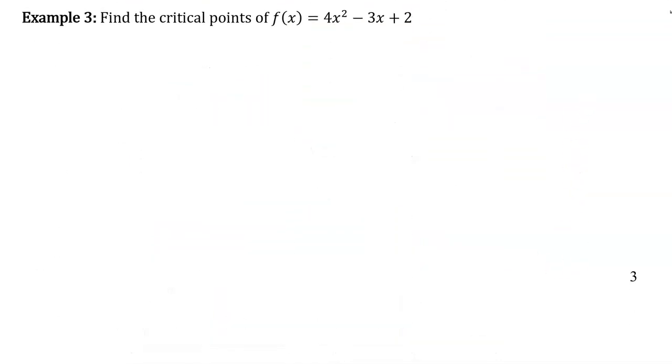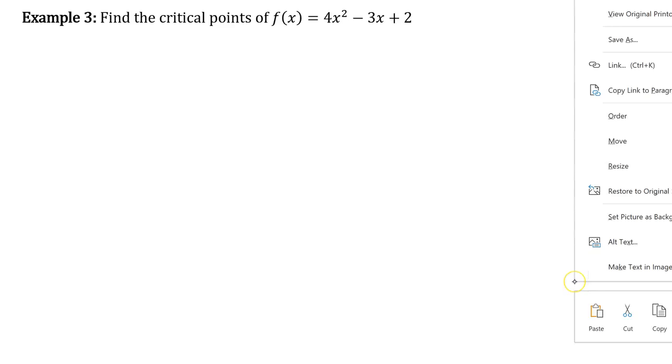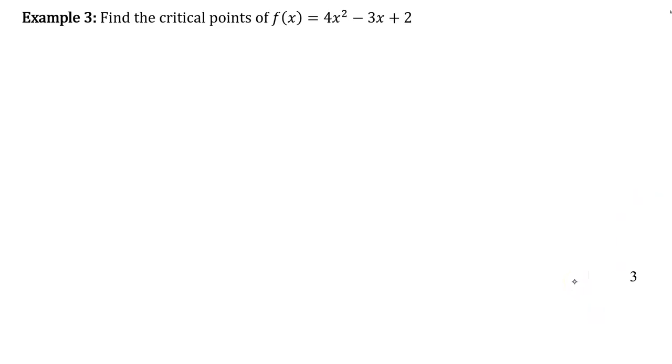Okay, so usually, when they ask us to find the critical point, this is quite simple. What we're going to do is find the derivative, particularly the first derivative. We will set that equal to 0 and solve.